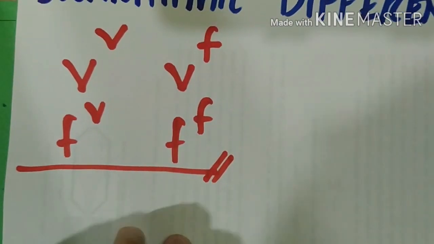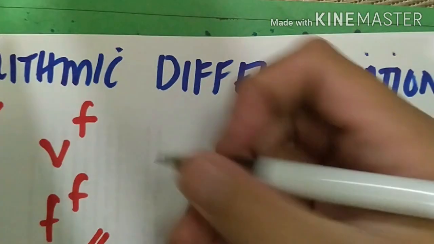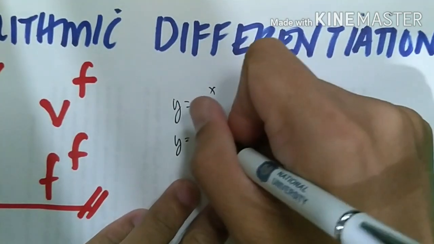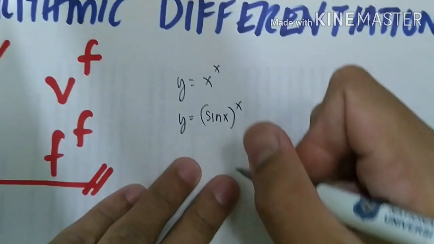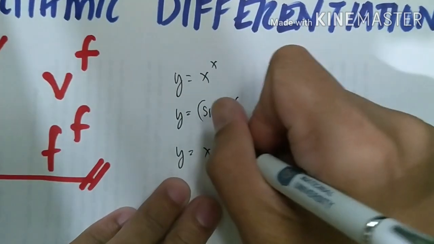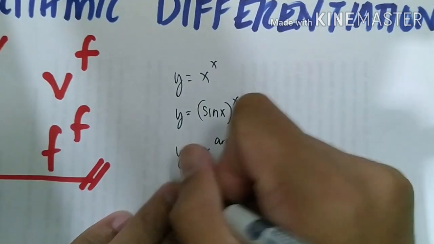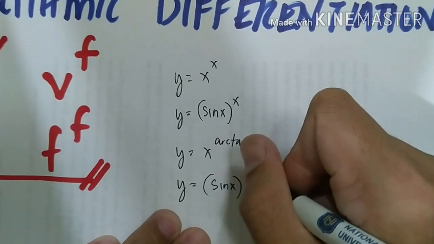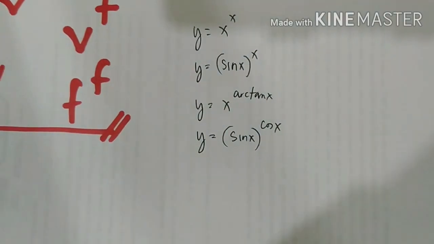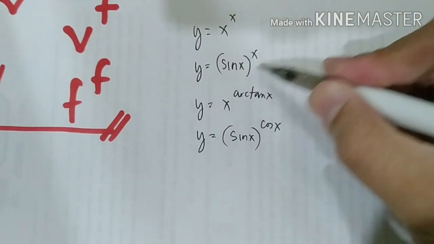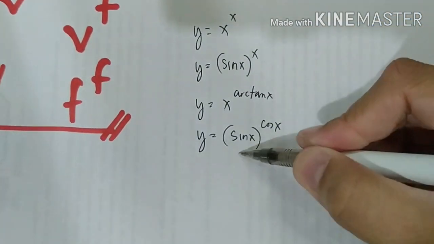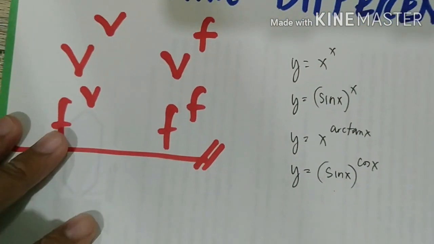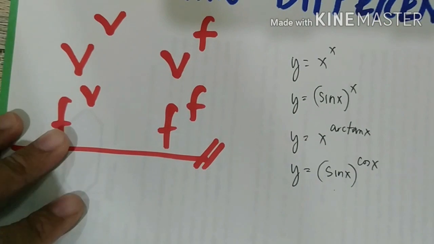Say, for example, I have here y is equal to x raised to x. Y is equal to sine x raised to x. Y is equal to x raised to arc tangent of x, or y is equal to sine x raised to cosine x. So, as you can see, meron ako ritong variable to a variable, function to a variable, variable to a function, and function to a function. So, if ganyan ang naging case, how are we going to deal with the derivative of those functions?